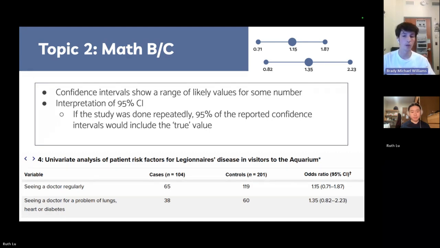So if we have a smaller confidence interval, that means we are more confident that our true data is somewhere close to the data point that we measured. And the way we interpret this 95% confidence interval is if you did this study over and over and over again, 95% of the time, the confidence interval that you report will include whatever the true value for that number is.